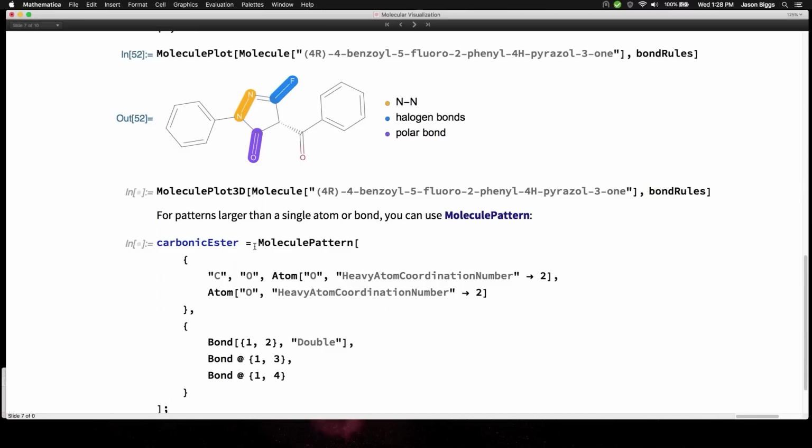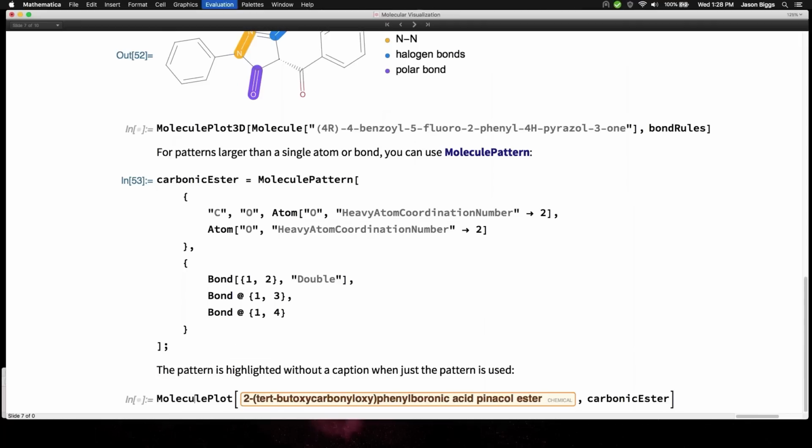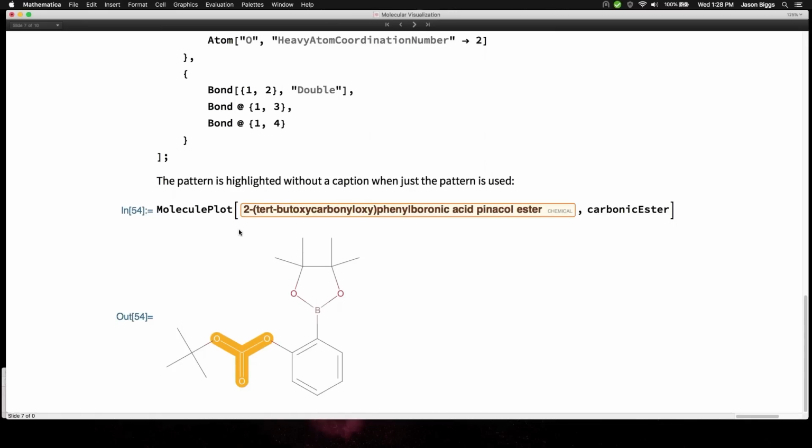Finally, you can create a bigger pattern than just two atoms in one bond. You use MoleculePattern for that. And it's got the same argument structure as Molecule: list of atoms, list of bonds, and then it works in the same way. So this shows where the carbonic ester functional group is located in this particular molecule.